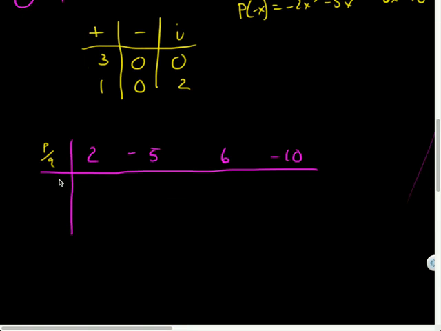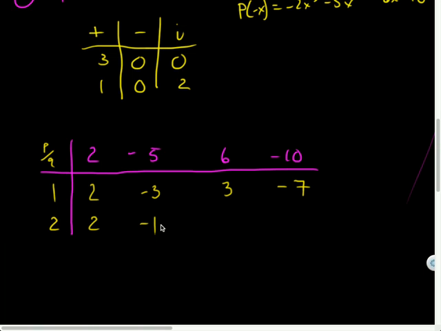1 is a pretty good place to start. So we'll try 1. Bring down 2. 1 times 2 is 2, with a -5 is -3. And then 1 times -3 is -3, with a 6 is a +3. 1 times 3 is +3, with a -10 is a -7. So that didn't work. So I guess we could try 2 next, because 2 was on our list. And notice I'm only trying the positive ones, because that's what Descartes told me to do. So bring down the 2. 2 times 2 is 4, that's -1.